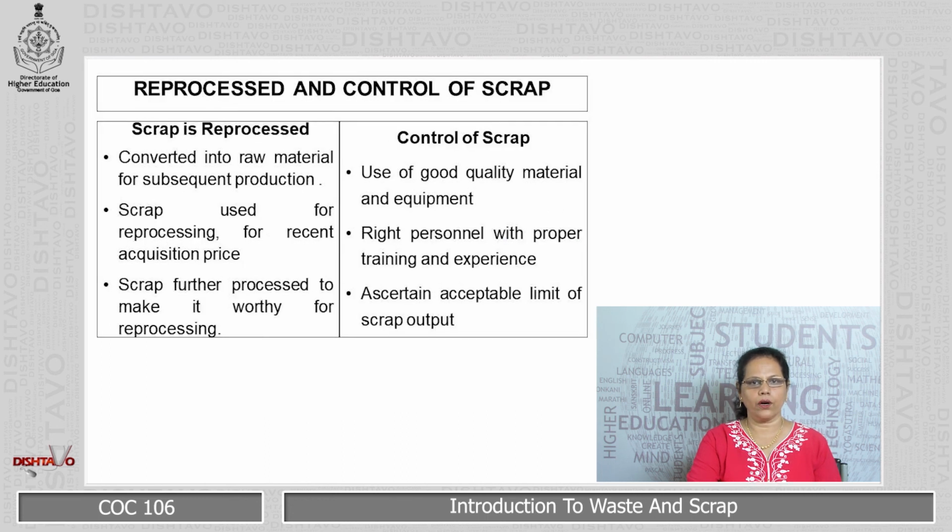Let us discuss about reprocessing and control of scrap. Scrap which is reprocessed is converted into raw materials which is used for subsequent production. The scrap which is reprocessed is used at a recent acquisition price. Scrap is further processed to make it worthy for reprocessing.